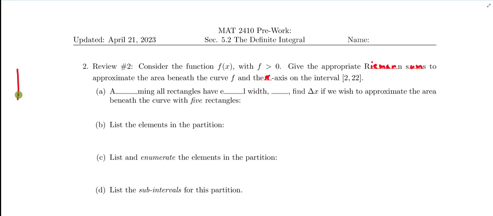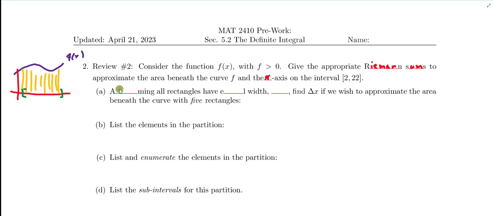So again, folks, we don't usually worry about what this function actually looks like because we're doing all the manipulation algebraically. But we imagine that there's this function f of x that lives above here, and our goal is to approximate the area between f of x and the x-axis. And we're going to do that with this Riemann sum approximation.